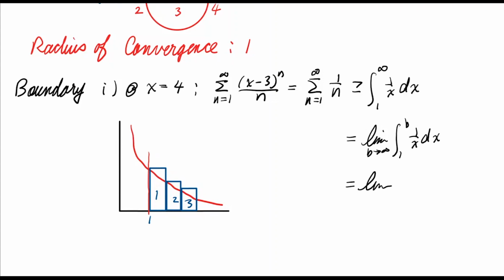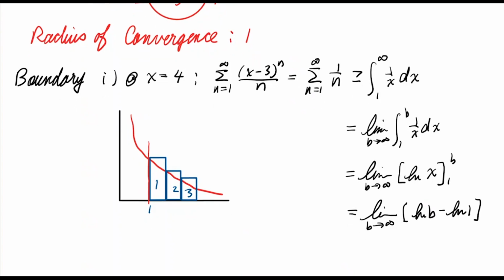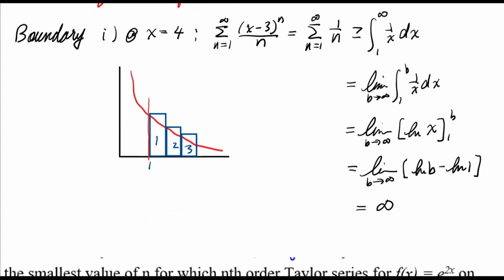And that is ln? Because the negative 10 point rule will still apply, so we have to be sure before we write such a thing. Are you sure? Okay, and then this is now ln b minus ln 1, ln 1 being 0, and ln b approaches infinity. So our conclusion here is the series is divergent. This is divergent at x is equal to 4.